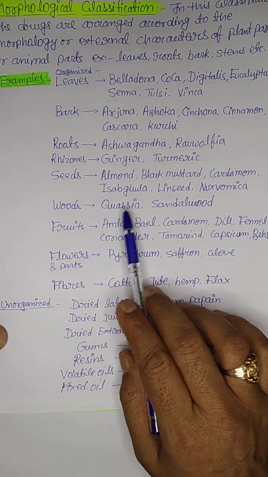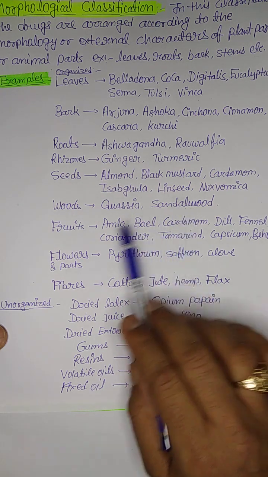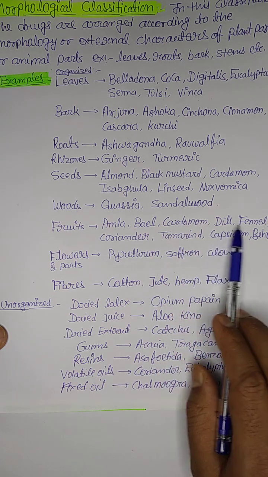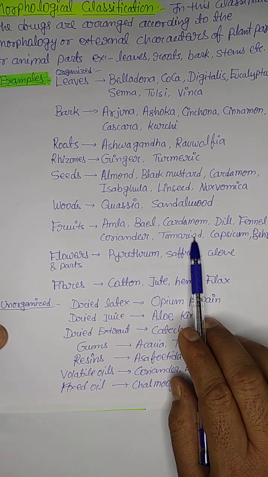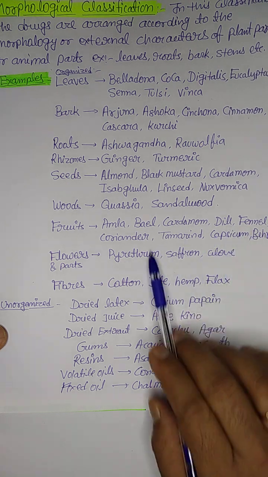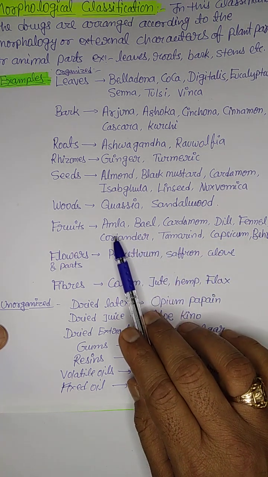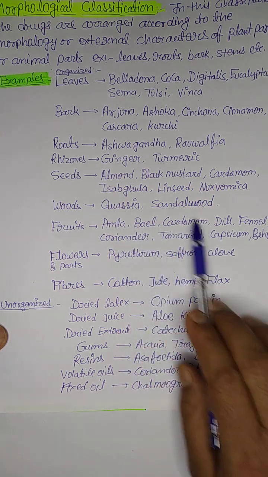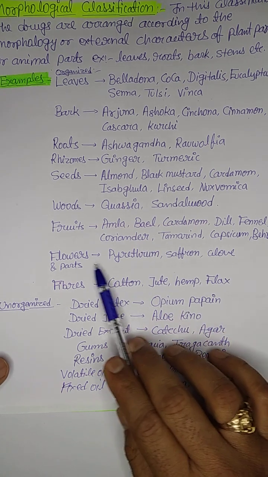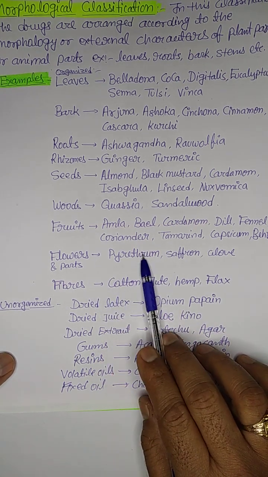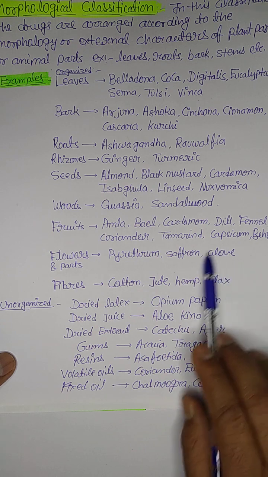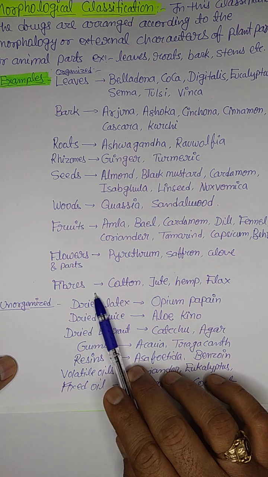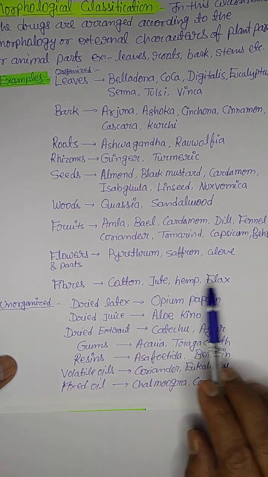Coming to the woods part, kochia wood is there, sandalwood is there. In fruits we have amla, bael, cardamom fruit, dill fruit, fennel, coriander, tamarind, capsicum, behra, lots of fruits. But if you try to remember them by heart in alphabetical order, like A for amla, B for bael, C for cardamom, it will be easy for you to remember in the exam. Flowers and their parts: pyrethrum flower is very famous, saffron flower, clove bud, which is also a flower. In fiber we have cotton, jute, hemp, flax.